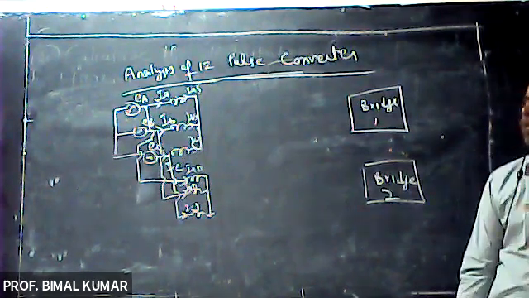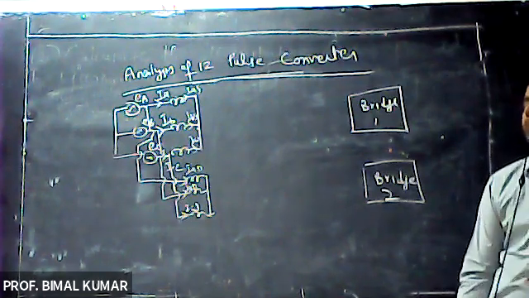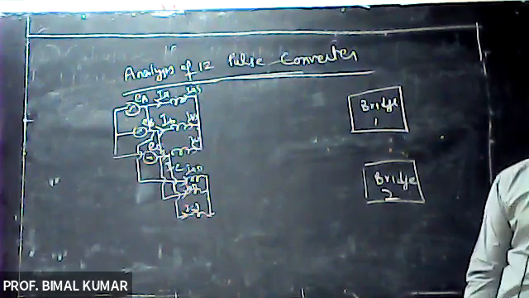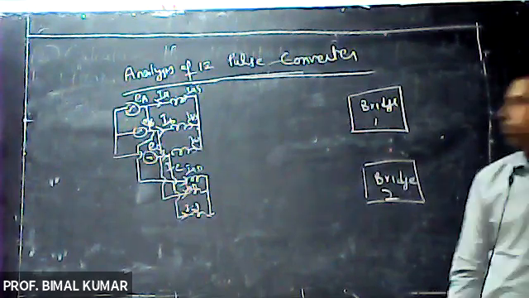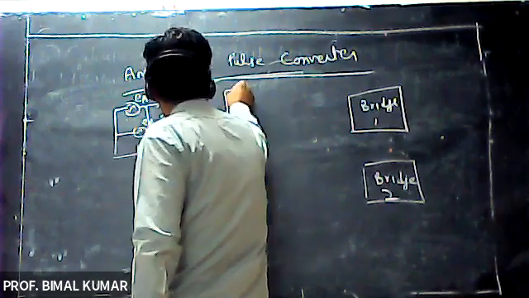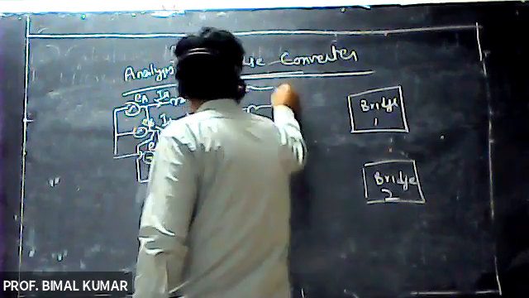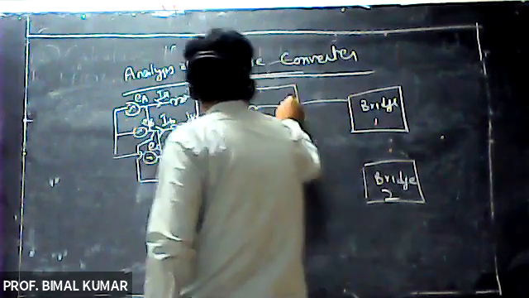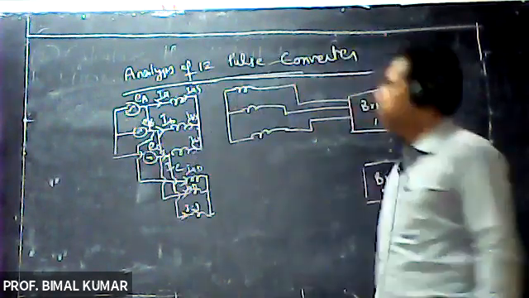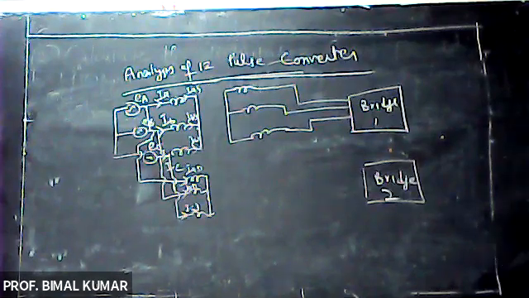Why are we using that star and star delta type transformer? To achieve 30-degree phase displacement. Right? Now here, the secondary of transformer 1 is again connected in star. So see here, this is your star type connection, and these are connected with bridge 1. Right? These are connected with bridge 1.